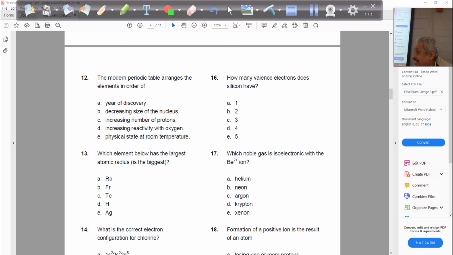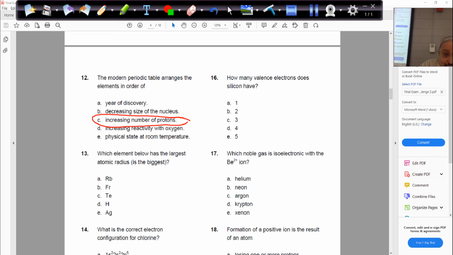We just finished one example. Number of protons. So the answer is here what? We can say increasing number, increasing atomic number, which is the number of protons, correct? Atomic number or number of protons, this is the same thing, correct? So number 13.